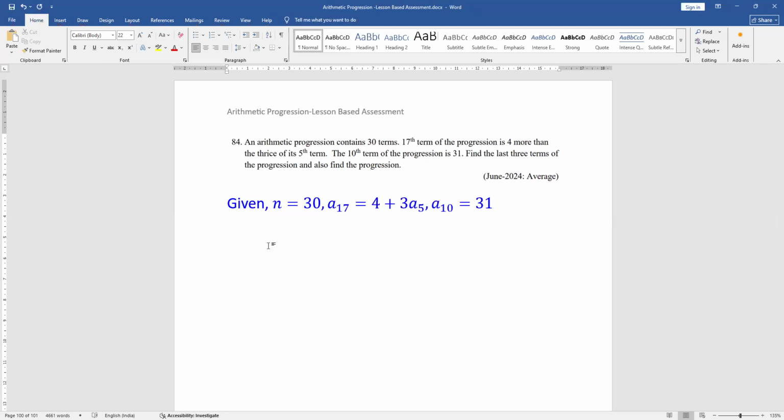Correct. So I write, to find the last 3 terms: first the 28th term we need to find out, and then the 29th term, and then the 30th term. Along with that, we need to find out the AP. Correct. So I write, and AP.